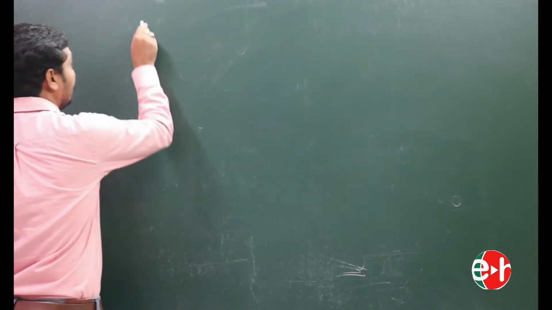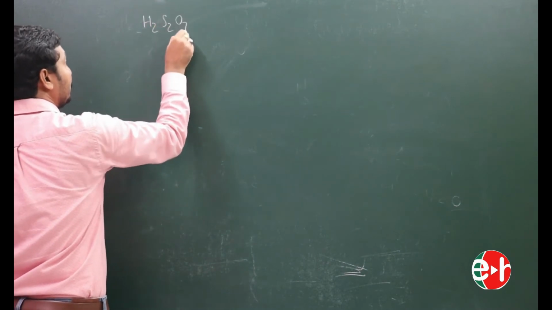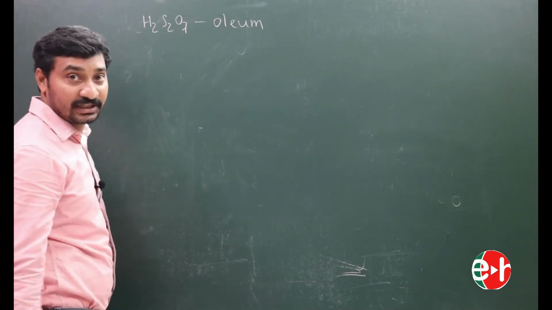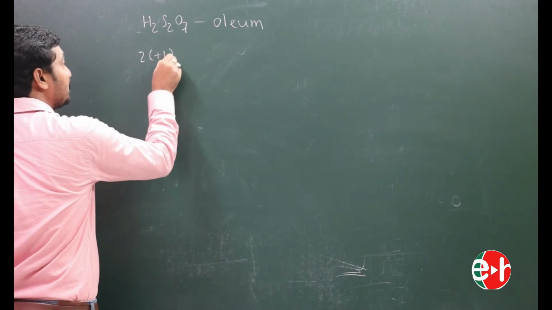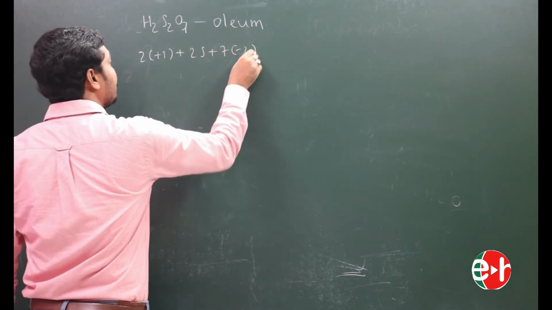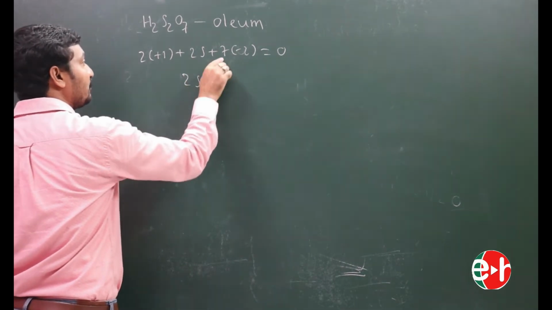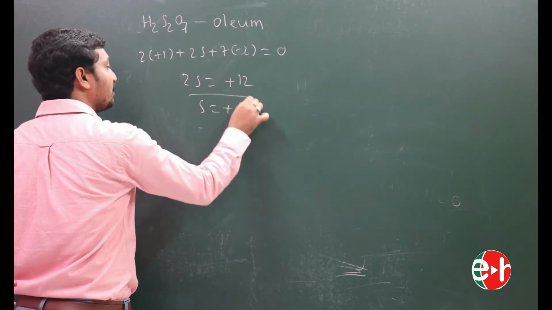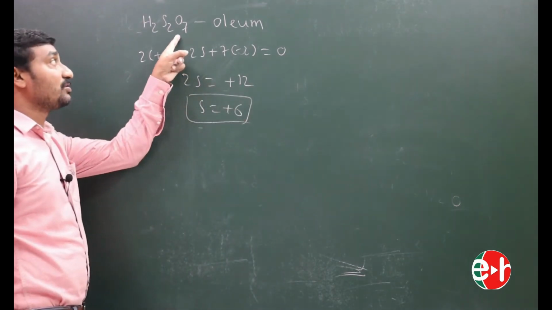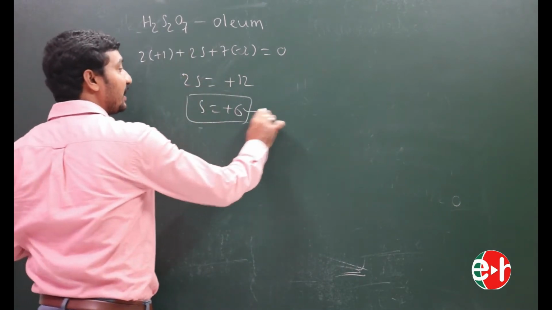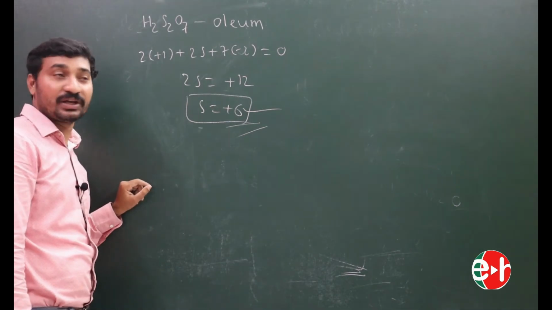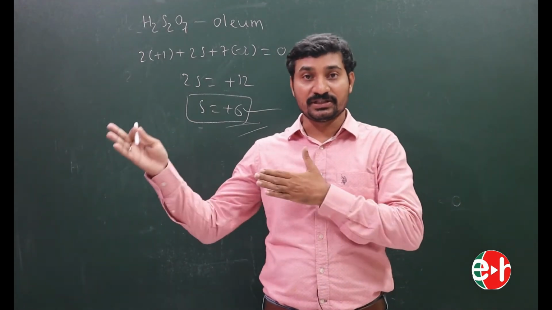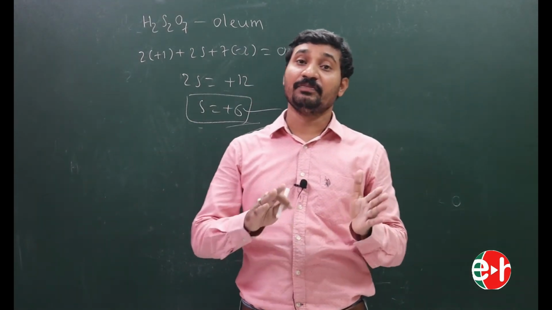Okay, next one, H2S2O7, name oleum. First general calculation: 2 into hydrogen +1, 2 sulfurs plus 7 into -2 is equal to 0. 2s is equal to -14 plus 2, -12, right side +12, then the sulfur oxidation state is +6. So in oleum, all 7 oxygens show a -2 oxidation state. Finally we get sulfur in the +6 oxidation state. Like this, for some elements you calculate the oxidation state directly by the general method, but for some elements the oxidation state is calculated based on the structure.